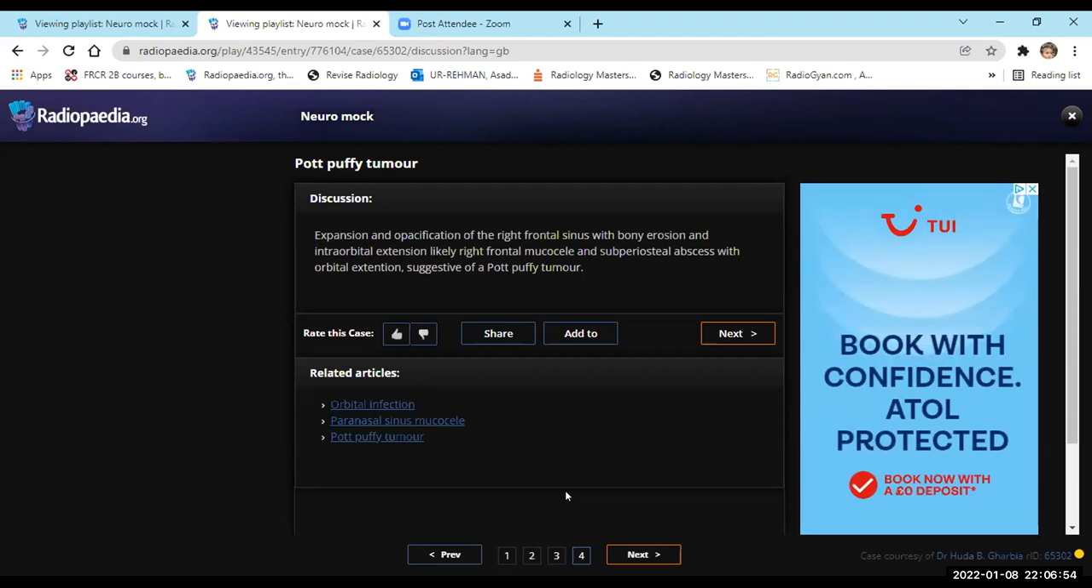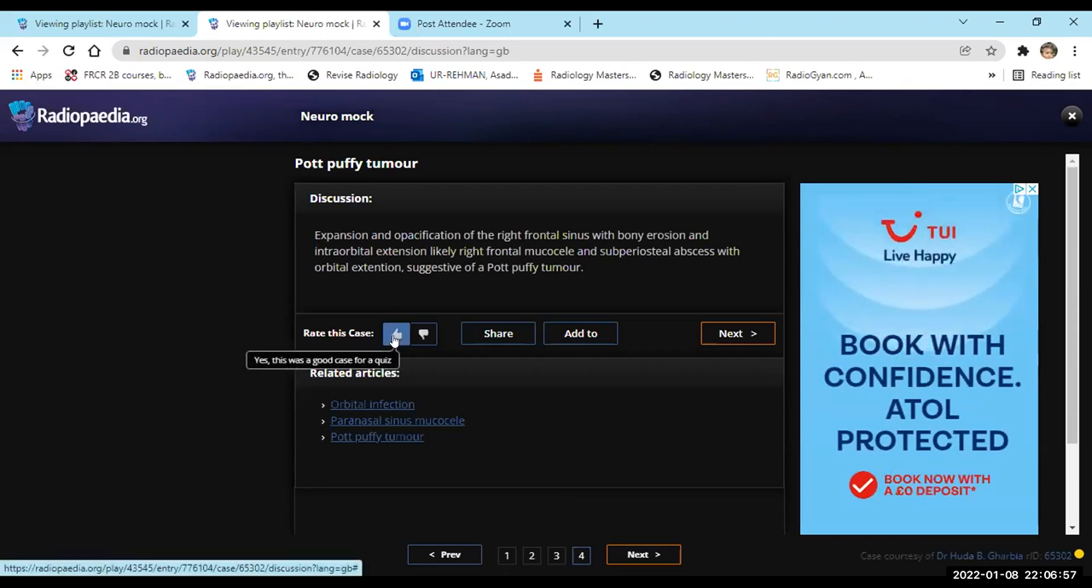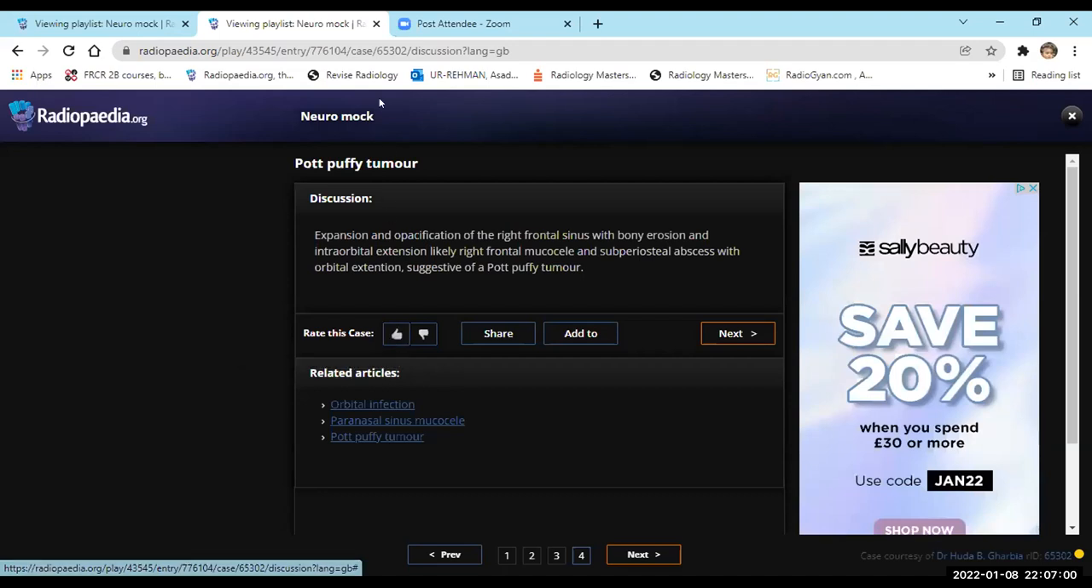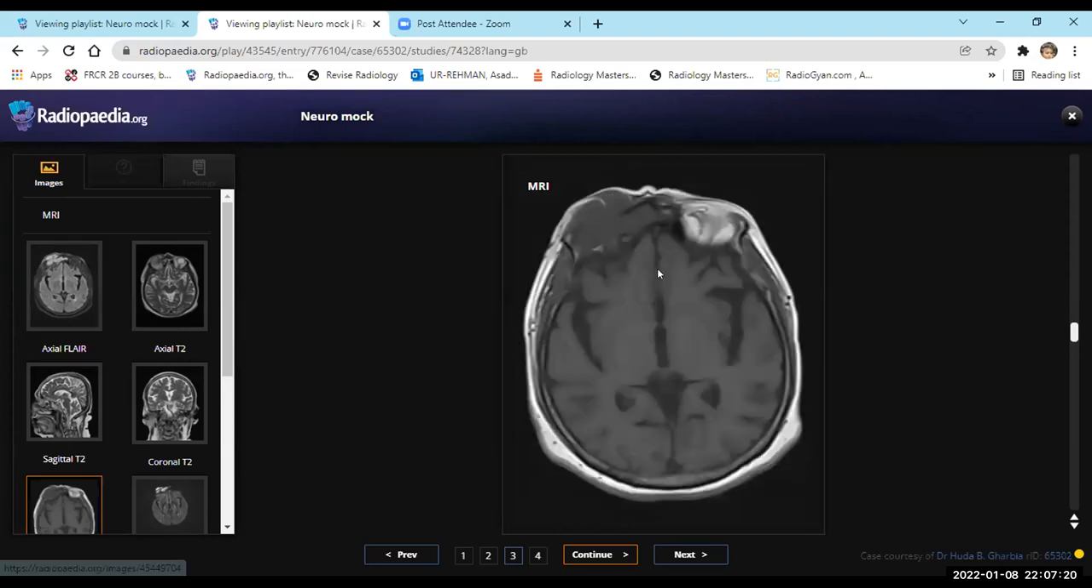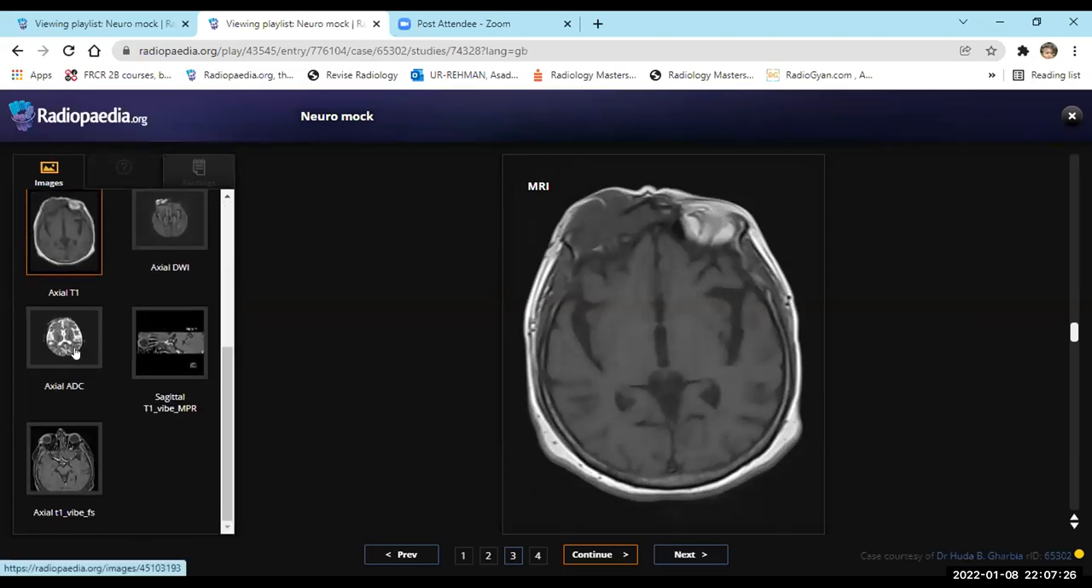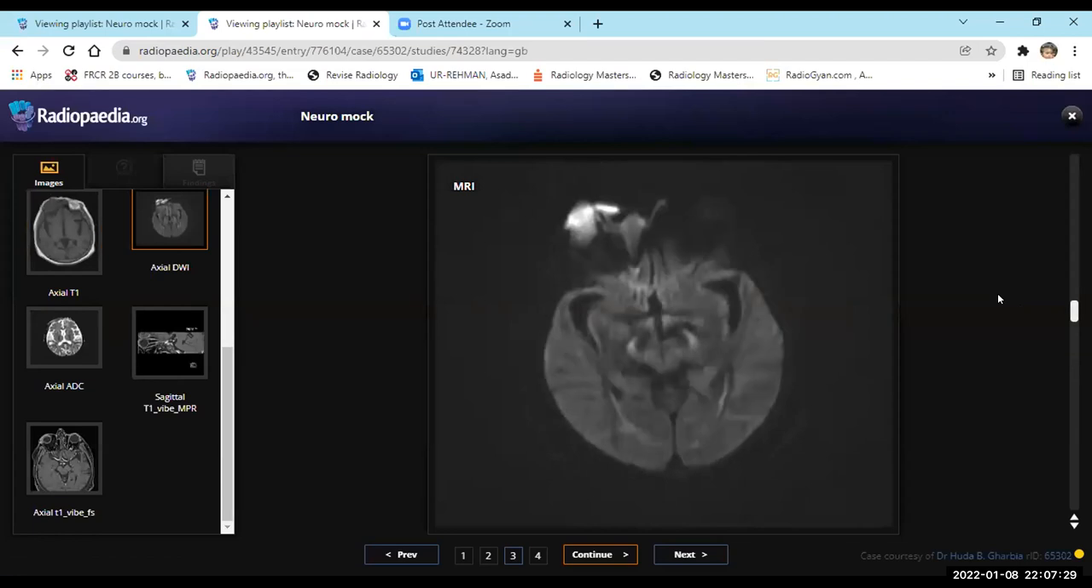Yes. Okay. It's only that I think Pott's puffy tumor is sinusitis complicated by some subdural collection, something like this. In this case, it is an abscess, and it is in the subperiosteal region of the right eye, so that's why it is showing restricted diffusion, as well as subgaleal extension, I think it's called. So that's why it is characterized as Pott's puffy tumor.